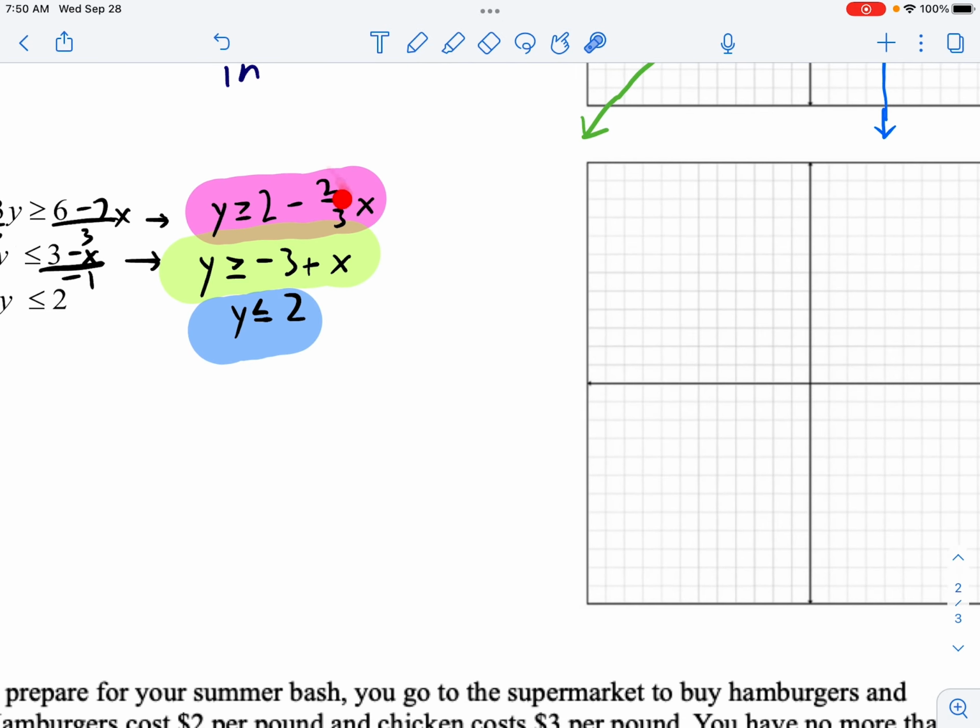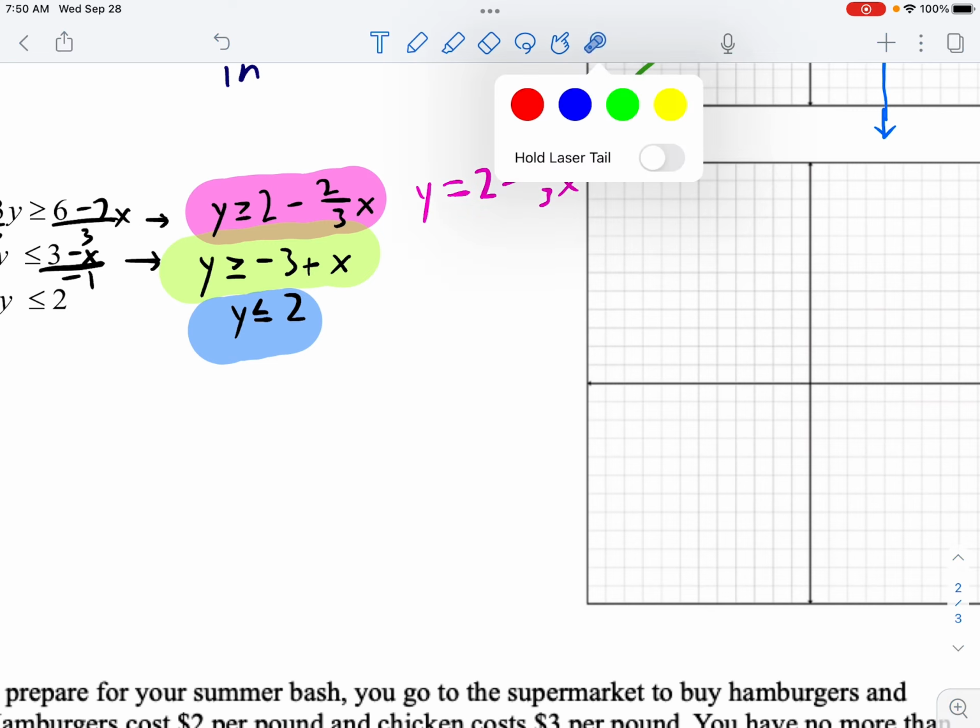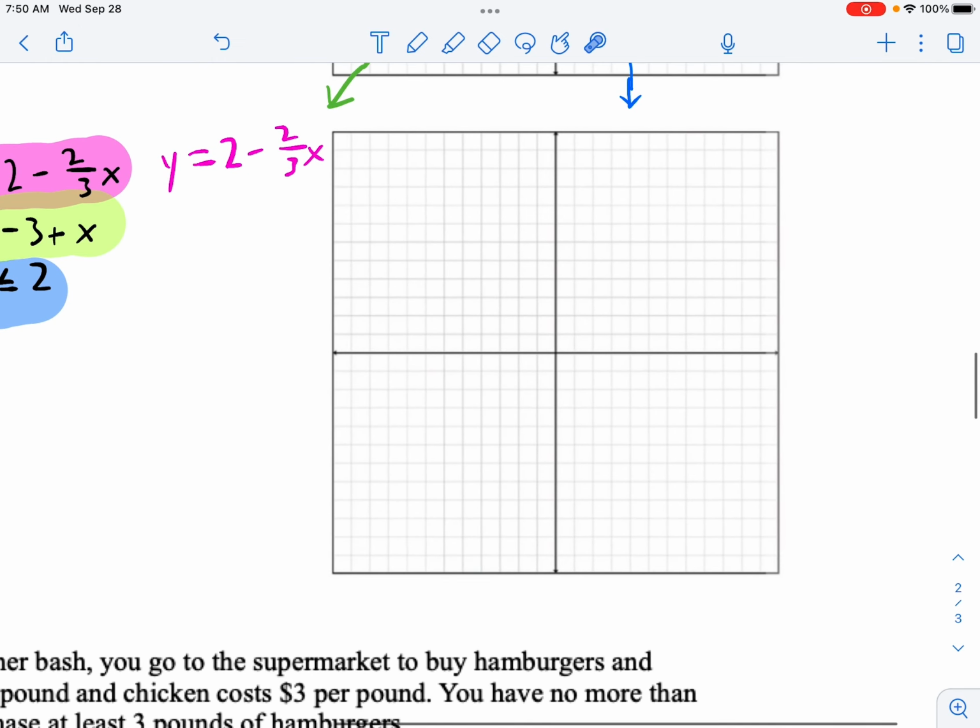So let's start with the pink, okay? So we're going to graph this just as if it were the line y equals 2 minus 2/3 x. And we're going to use a solid line, right? Solid line because we have a greater than or equal to. Okay, so plot my y-intercept, and then what is that? Negative 2/3 is my slope, so down 2 over 3. There we go, right there. And there you go.